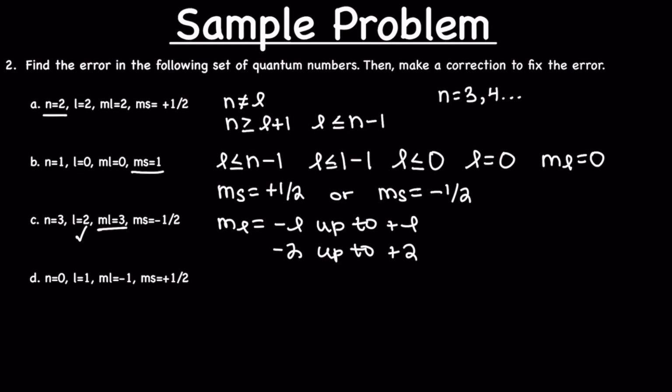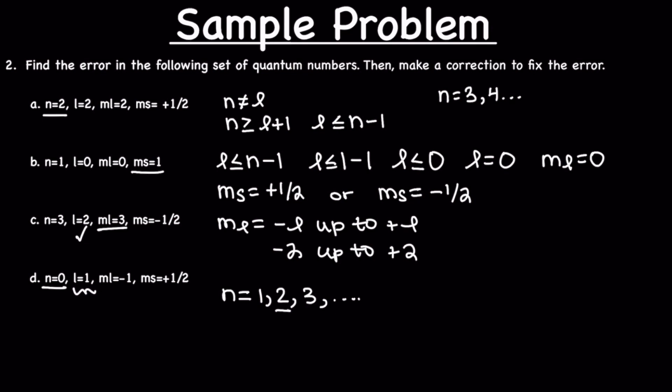And finally, for problem 4, we're being told that n equals 0, but that's not true. N can only start from 1, 2, 3, or above. So that makes the problem, in and of itself, incorrect. But to correct the problem, we need to say that n equals 2 or higher.